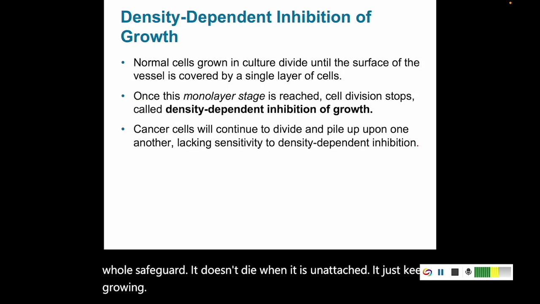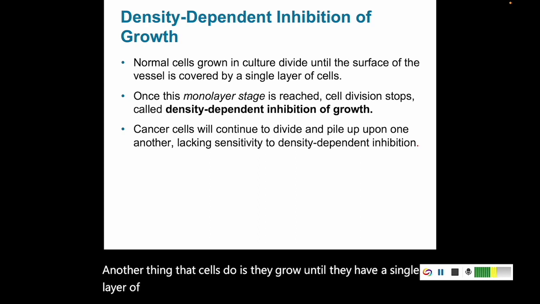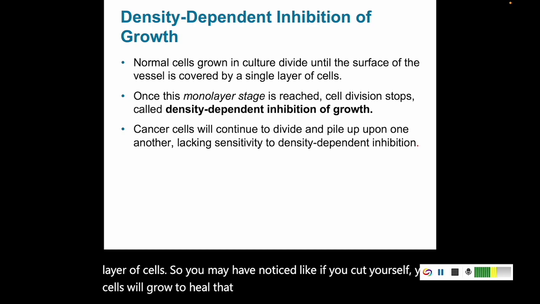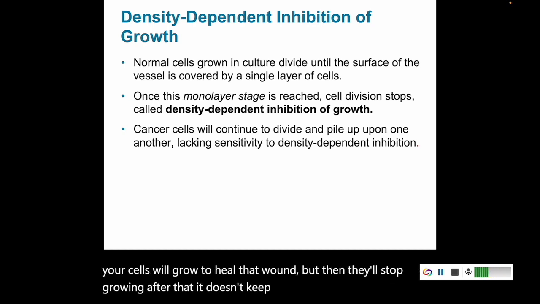Another thing that cells do is they grow until they have a single layer of cells. So you may have noticed, if you cut yourself, your cells will grow to heal that wound, but then they'll stop growing after that. It doesn't keep growing after you've healed.